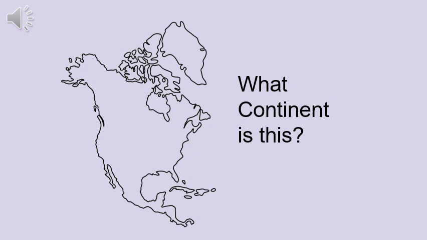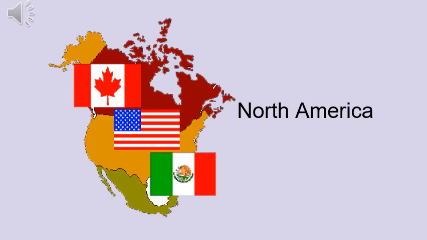And as you guessed it, this shape represents the continent of North America. North America is comprised of three major countries. That would be Canada to the north, the United States here in the center, and Mexico to the south, as well as the countries of Central America. That would be your Panama, your Puerto Ricos, and much smaller countries than Mexico, the US, or Canada.